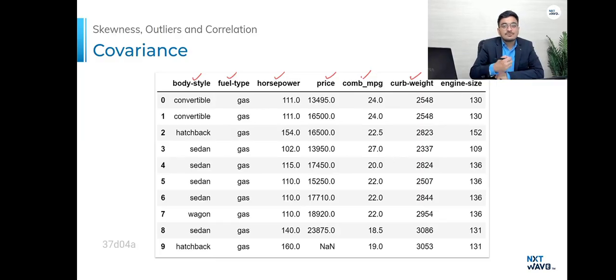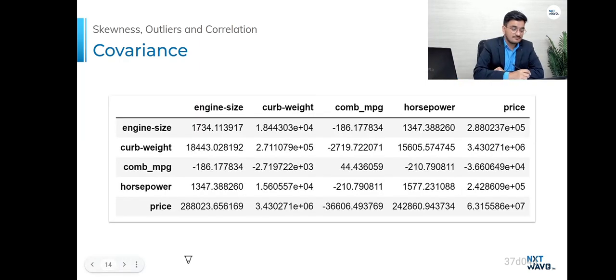Let's say I want to understand the relationship between these features, right? I want to understand how the change in horsepower affects the price of the automobiles, or how the change in horsepower affects the mileage of the automobiles. So we can check that by checking the covariance between our features. So these are all the 5 numeric features we had in our data, right?